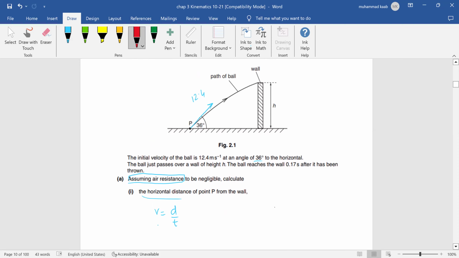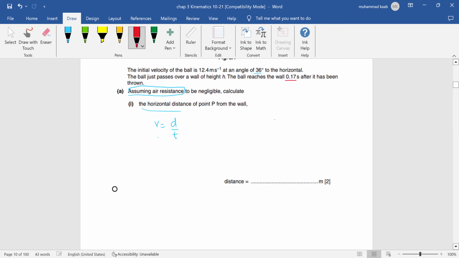Fine. So now you have to find the horizontal speed first, and they gave you the time. This time will be the same for both the vertical and horizontal motion. So now, what will be your horizontal component of the velocity, Gulmina? The horizontal is v cos theta. Good. So 12.4 cos 36 into 0.17. Just calculate the value, please.